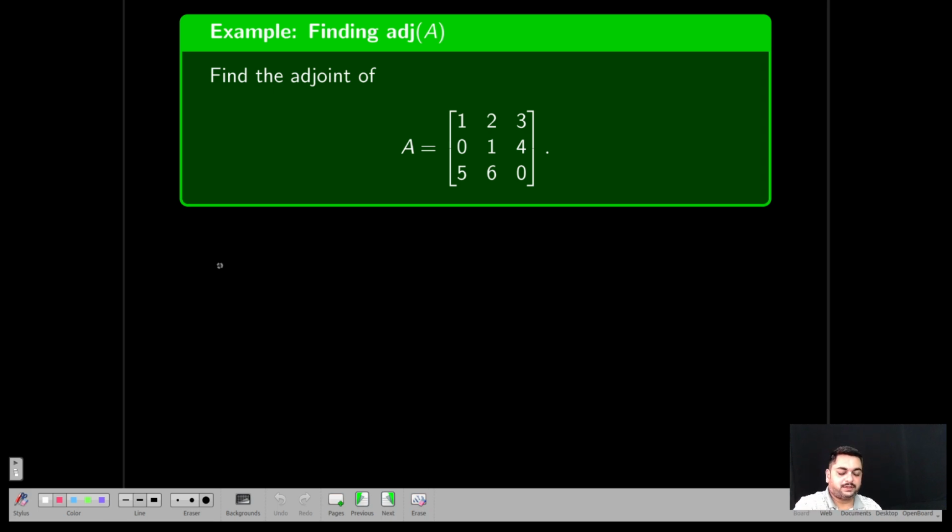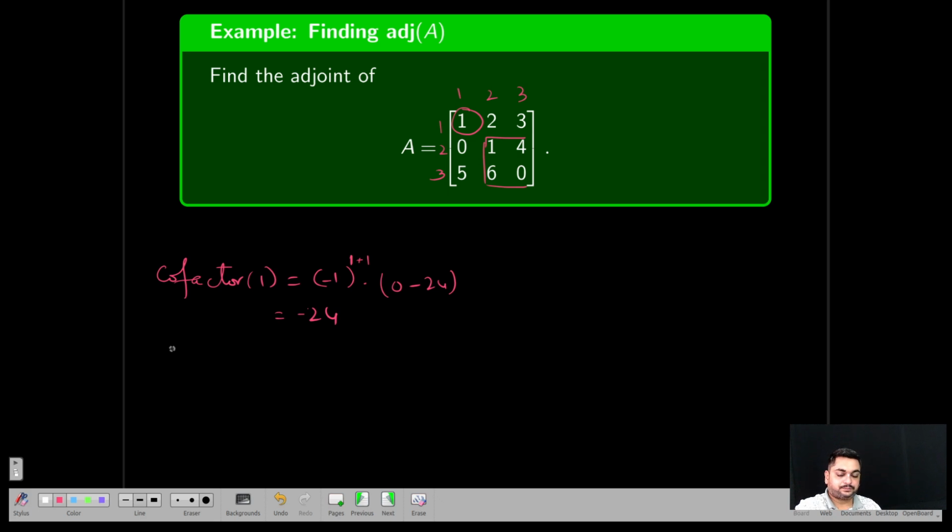So how to find the adjoint of a matrix? First find the cofactor matrix. How will you find the cofactor matrix? So for 1, what is the cofactor of 1? The cofactor of the first element is equal to minus 1 to the power, row and column are 1 and 1, so 1 plus 1, into this n minus 1, that is the 2 cross 2 matrix. So this becomes 0 minus 24, so this will be equal to minus 24.